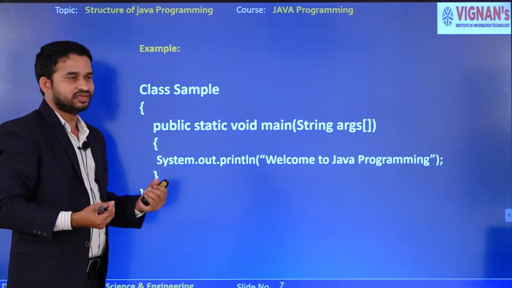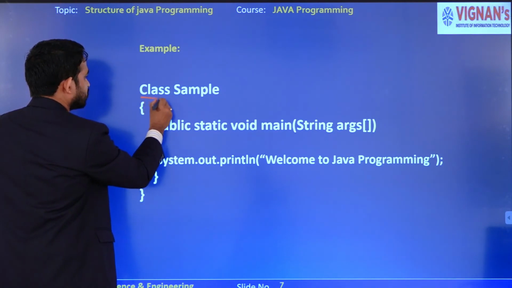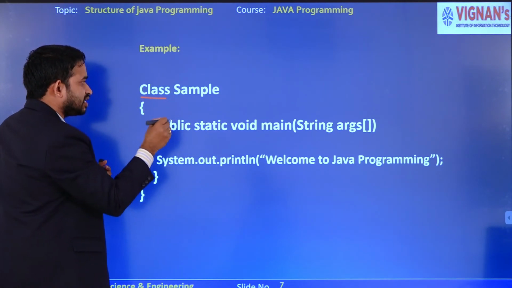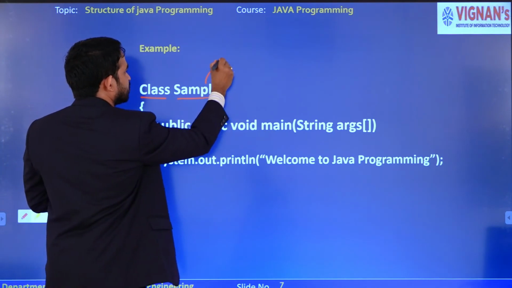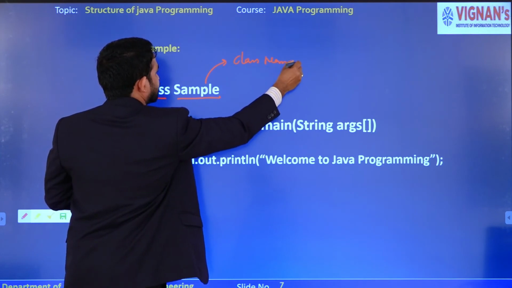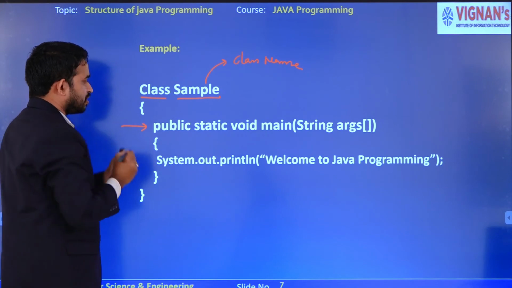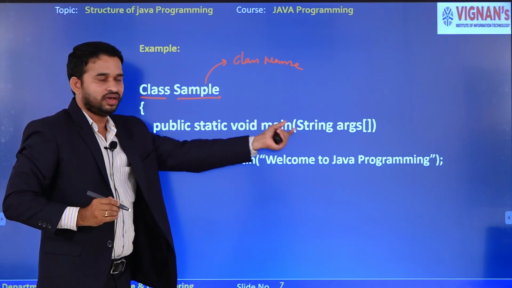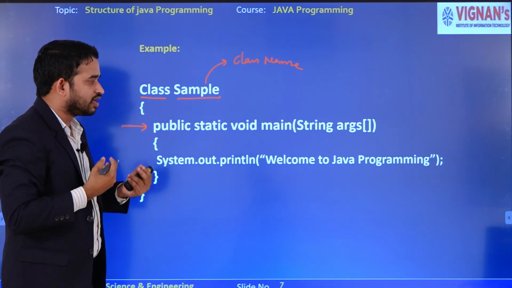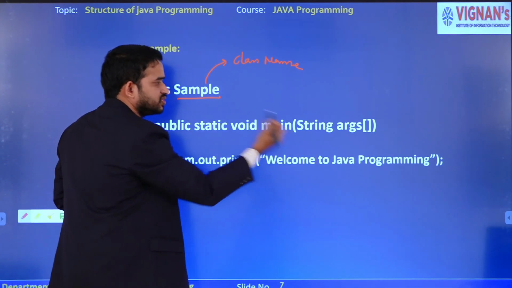The next one is a simple example of how to print a "Welcome to Java programming" statement. A simple example, right? What is the meaning here? Here class is a keyword to declare a class. What is the class name here? Sample. What is the next one? This is the main statement, public static void main(String args). Here I want to print "Welcome to Java programming", a simple program. So System.out.println("Welcome to Java programming").